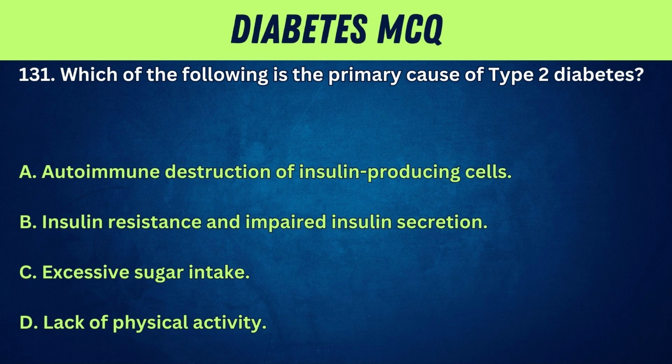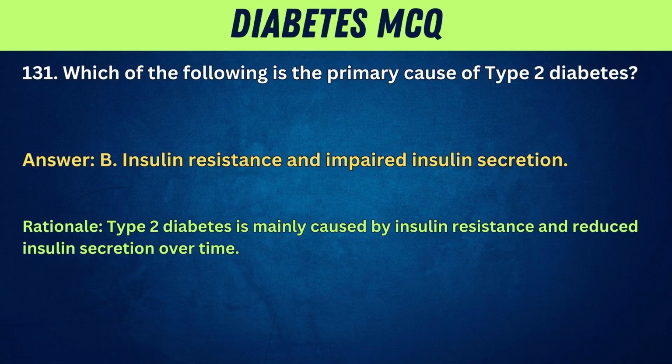131. Which of the following is the primary cause of type 2 diabetes? A. Autoimmune destruction of insulin-producing cells. B. Insulin resistance and impaired insulin secretion. C. Excessive sugar intake. D. Lack of physical activity. Answer: B. Insulin resistance and impaired insulin secretion. Rationale: Type 2 diabetes is mainly caused by insulin resistance and reduced insulin secretion over time.